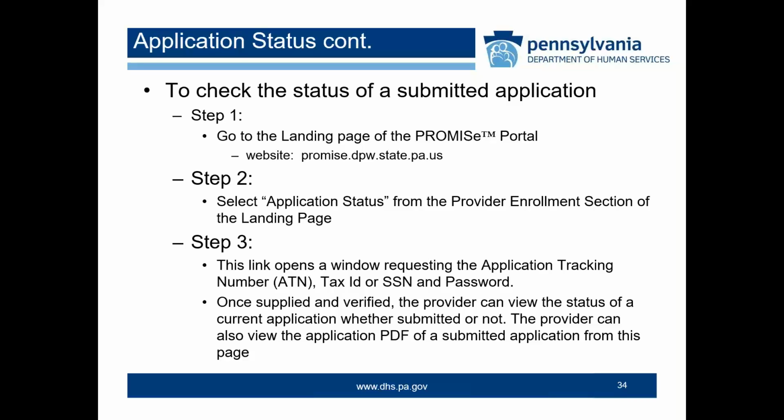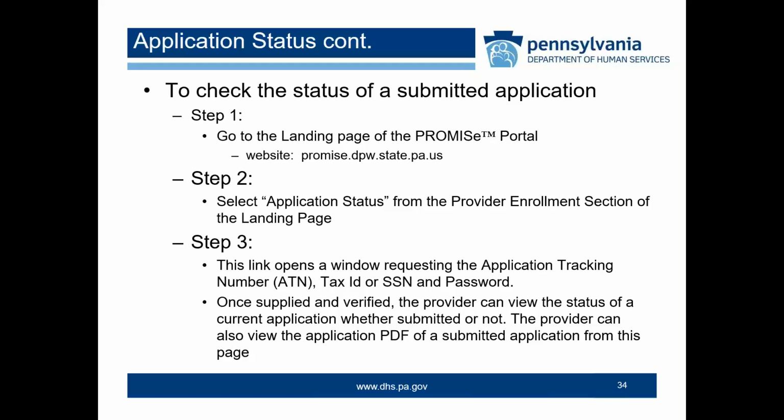Okay, and then same as before, you're going to go to the landing page on the Promise portal. And this time you're going to select application status, which will be on the left-hand side again. And then that link is going to require your tracking number, your tax ID or social, and the password. Then once supplied and verified, you can view the status of your current application, whether submitted or not. And then the provider can also view the application in the PDF of the submitted application from this page.